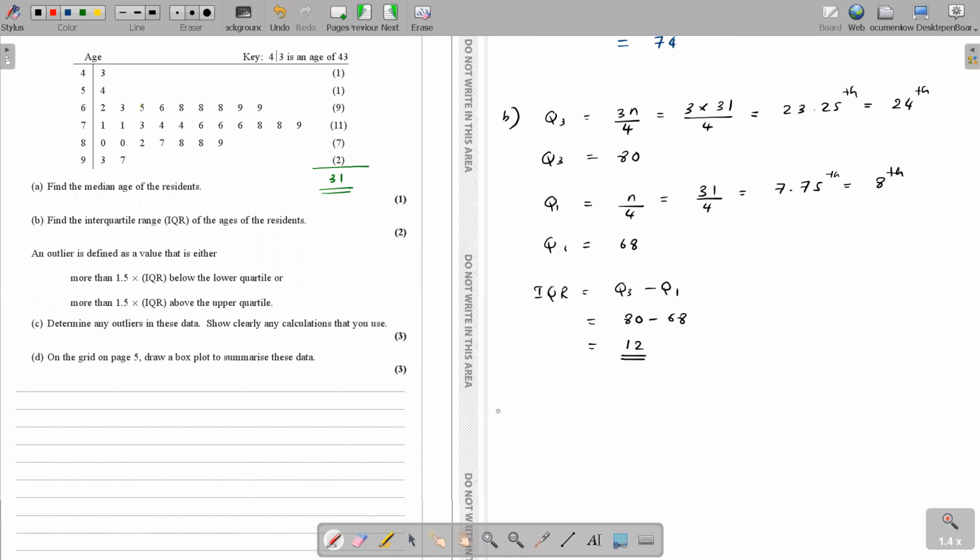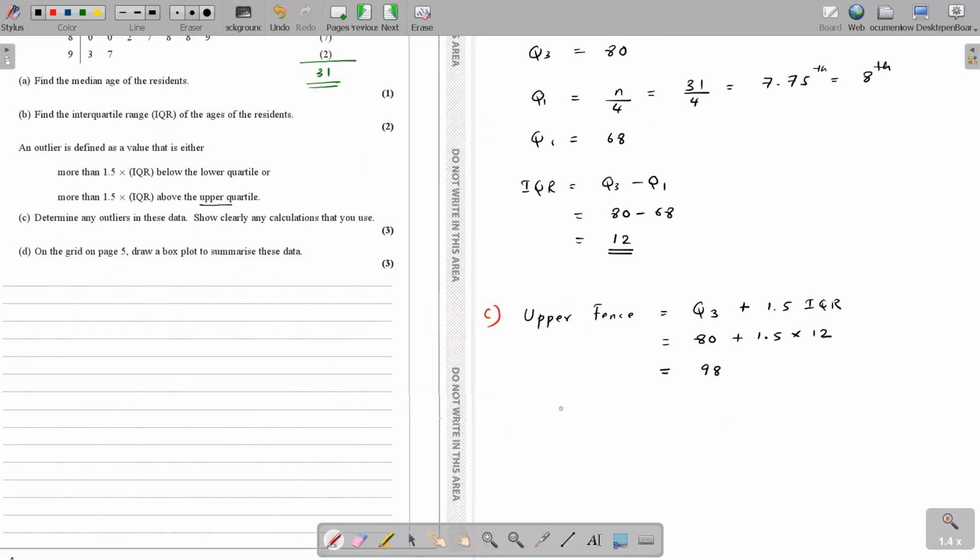So part C. What's the upper fence? The upper boundary: Q3, the upper quartile, plus, because it is above the upper quartile, Q3 plus 1.5 times IQR. Do you understand, children? So Q3 is how much? 80. 80 plus 1.5 times IQR, which is 12. How much is the answer? 98. Right.